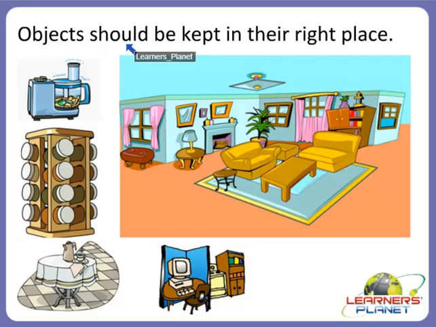Children, objects should be kept in their right place. So you can see in this picture, these are the objects which we keep in our house. It should always be kept in their right place. This way, the house looks neat and tidy, and we need not waste time looking for the objects.